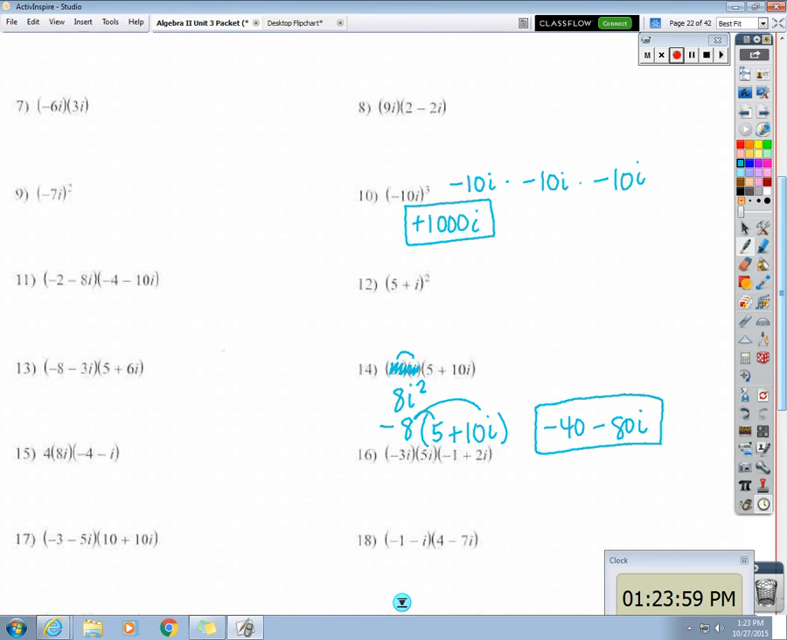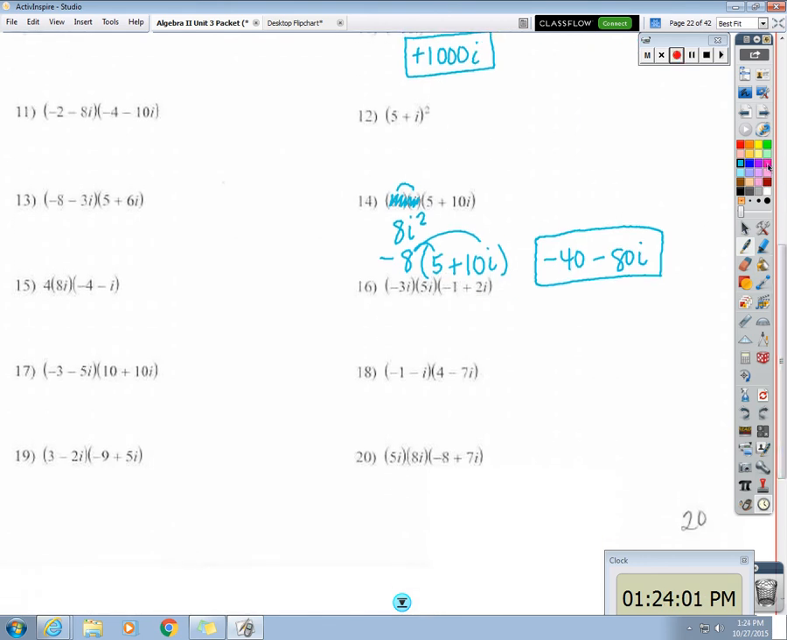Okay, now let's look at number 12. 5 plus i squared. Well, 5 plus i squared means that you're taking 5 plus i and multiplying it by itself. So once you've written it out, you can see that you're going to need to FOIL. 5 times 5 is 25. 5 times i is 5i. i times 5 is another 5i. And i times i is i squared.